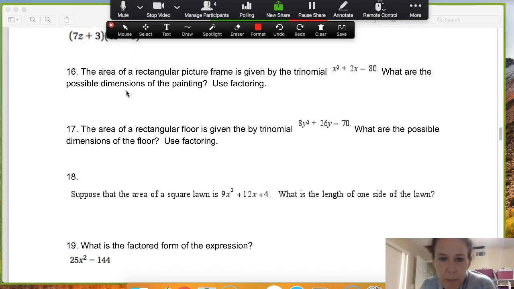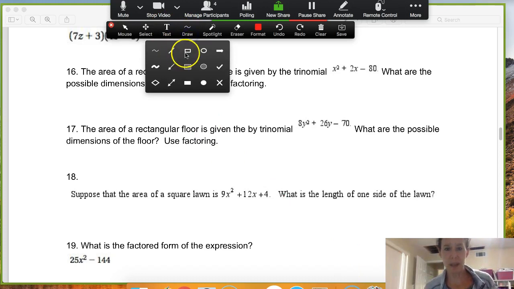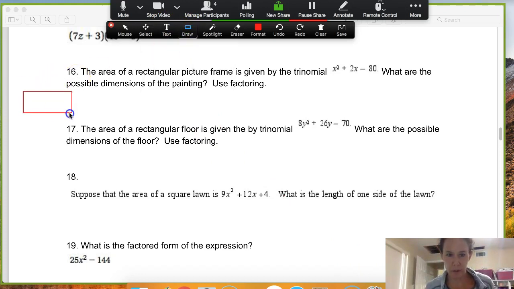The area of a rectangular picture frame is given by that trinomial. What are the possible dimensions of the painting? Use factoring. If you like to break this down so you can understand, we've got a picture frame with dimensions, a length and a width. The area in here is going to be x squared plus 2x minus 80. That's the area inside there. I would like to know the possible dimensions of the painting, the length and the width.